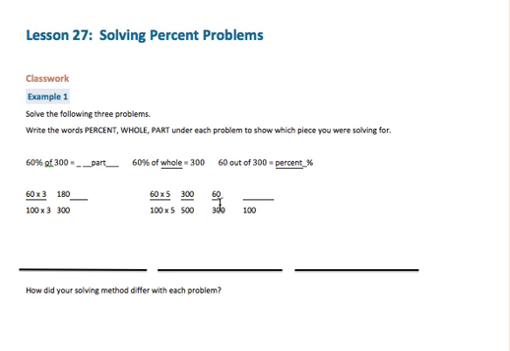Once we have that set up, we can see that 300 divided by 3 is 100. And so we will divide our numerator by 3 as well, and that will give us 20 over 100. 20 over 100 is the same as 20%. So then our final answer for that problem is 20%.